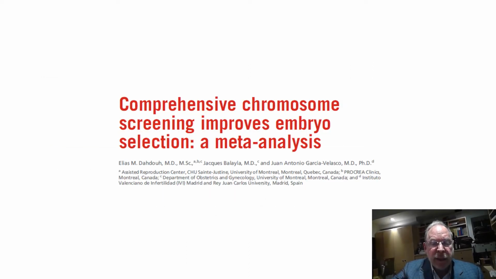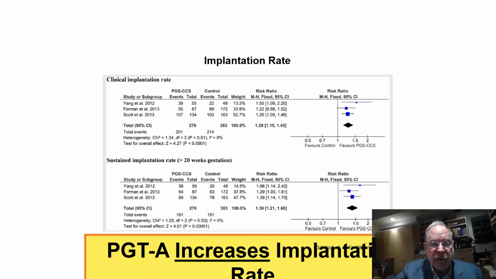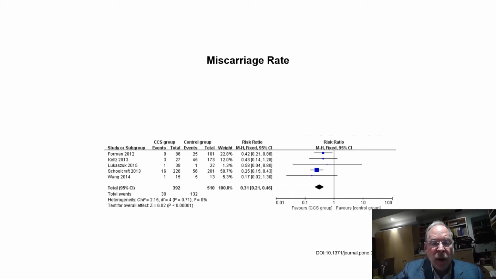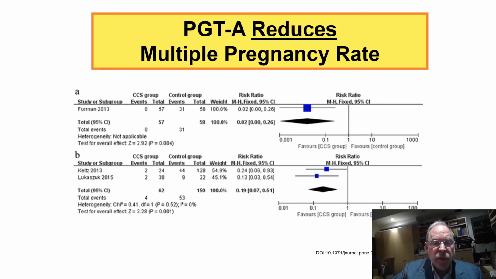So genetic testing really has improved implantation rate, meaning the rate of an embryo implanting. It also reduces miscarriage rates because you're not putting embryos that are abnormal. And it also reduces multiple pregnancy rates because we don't put in usually more than one embryo. We don't need to because we can pre-select by testing them.